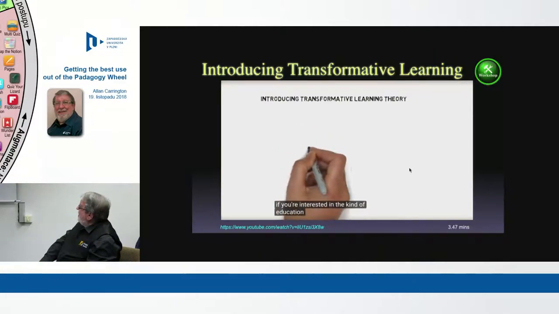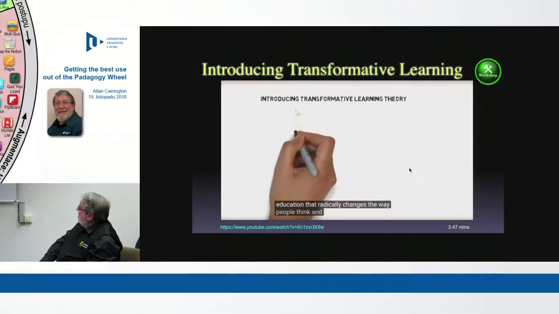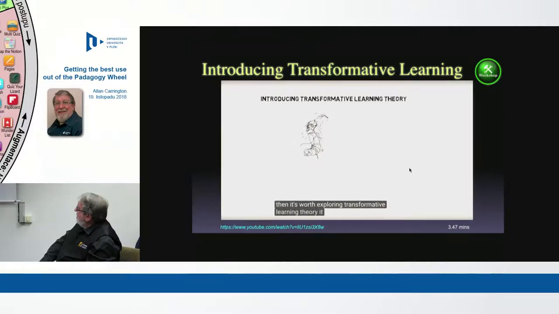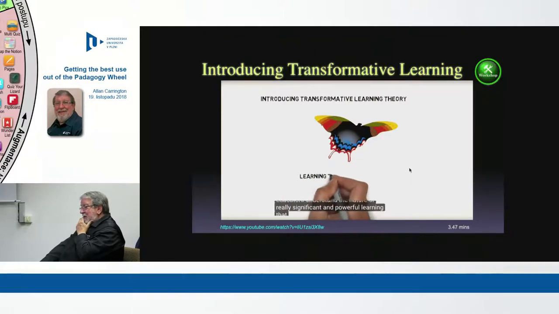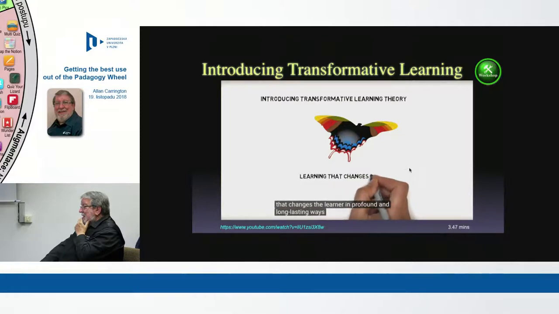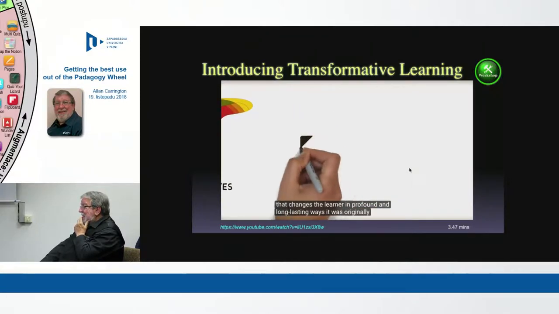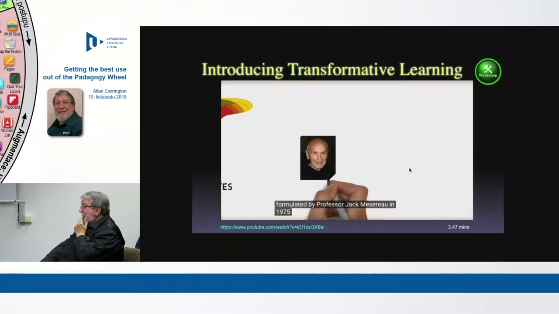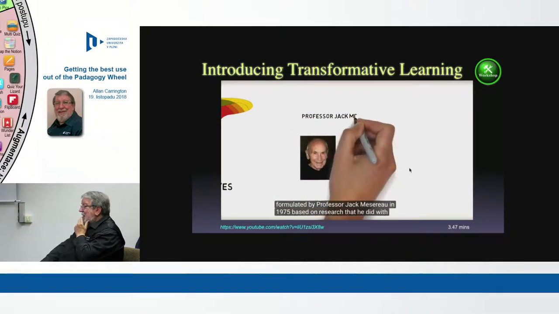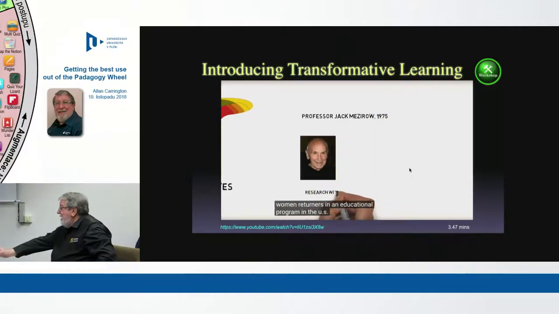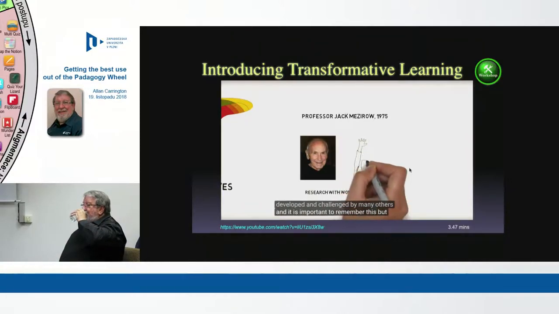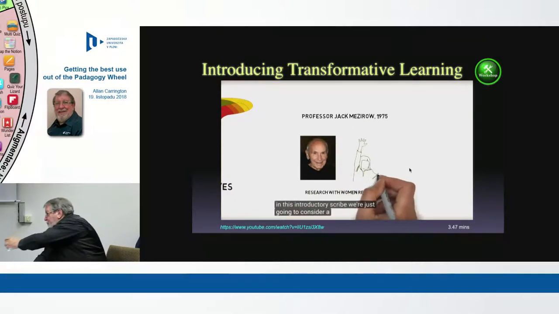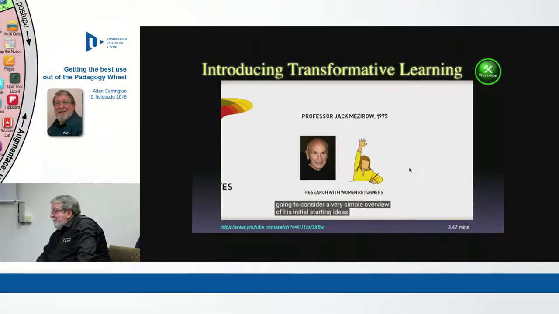If you're interested in the kind of education that radically changes the way people think and the way people feel, then it's worth exploring transformative learning theory. It was developed to help educators understand the nature of really significant and powerful learning that changes the learner in profound and long-lasting ways. It was originally formulated by Professor Jack Mezirow in 1975, based on research that he did with women returners in an educational program in the US. It's since been developed and challenged by many others, and it is important to remember this. But in this introductory scribe, we're just going to consider a very simple overview of his initial starting ideas.